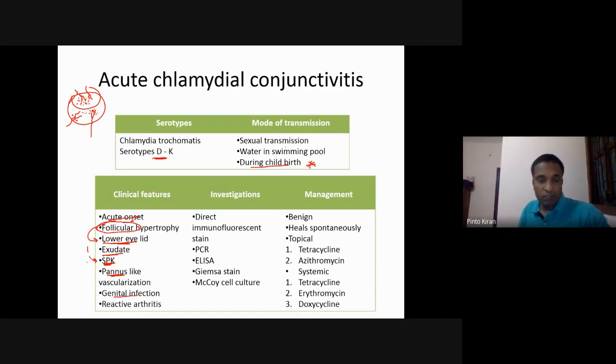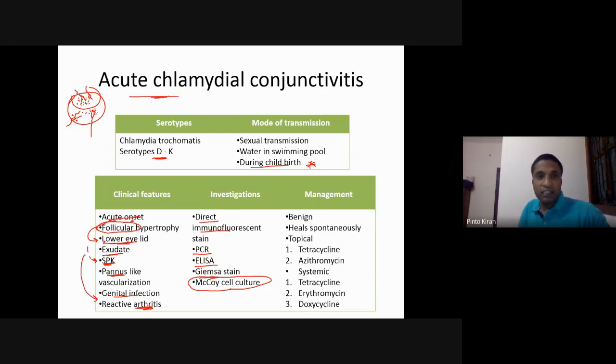And one of the most common causes for non-gonococcal reactive arthritis is chlamydial infection. So what are the investigations? Similar to any other organisms, you should remember these, especially in a conjunctival disease, either we use direct immunofluorescence, PCR, ELISA methods, or staining method. For chlamydia, the culture media is McCoy cell culture. You should remember this. So how do you treat?